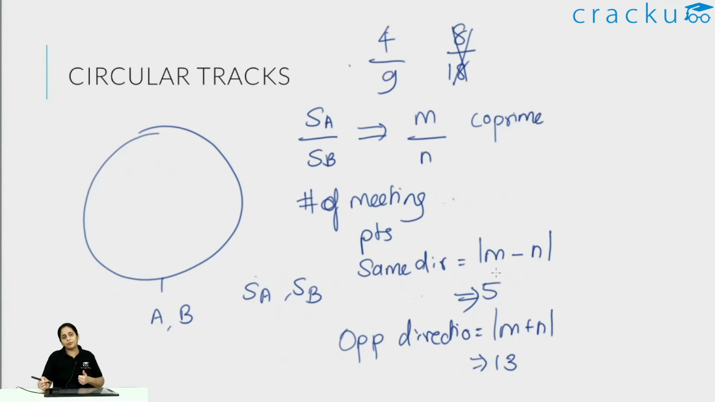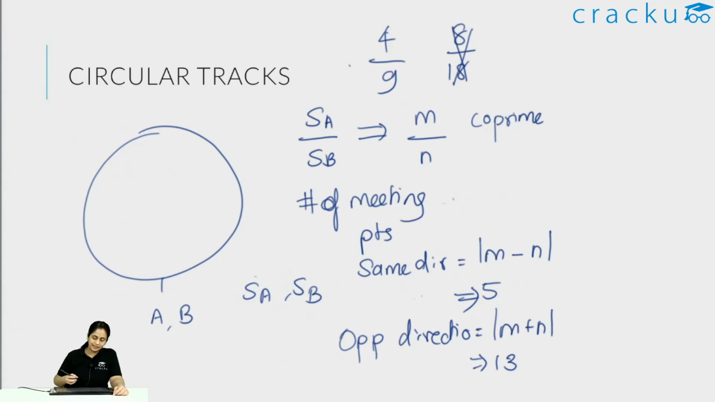If the number of meeting points is given and the speed of one person is given, it generally is not possible to determine the speed of the other person. You have to use other concepts to figure that part out. Okay, so this is the number of meeting points on circular tracks. Firstly, take the ratio of speeds and reduce it to the lowest form. Once you have done that, if they are moving in the same direction, it is modulus of M minus N. If they are moving in opposite directions, it is modulus of M plus N.